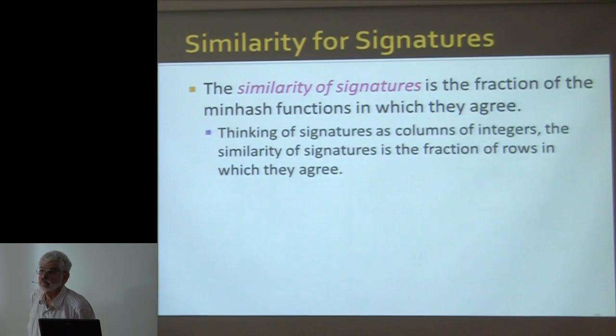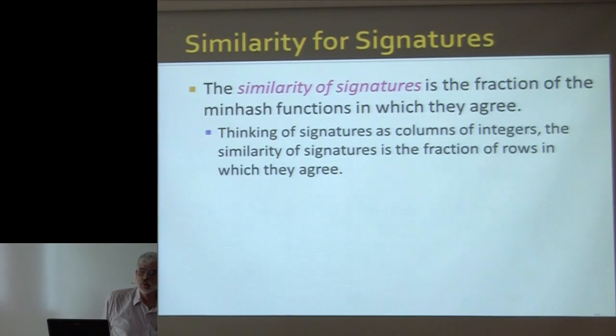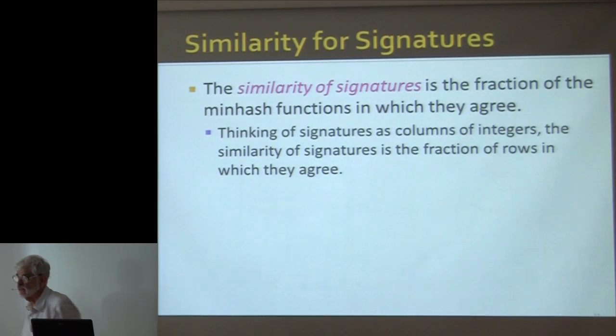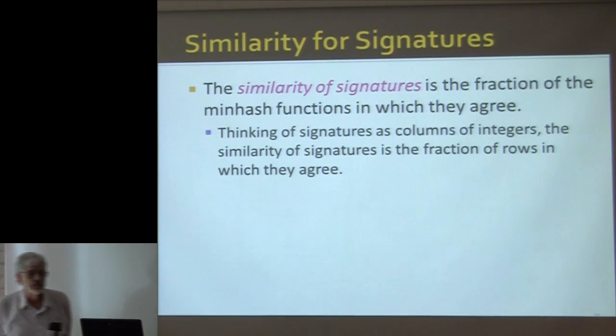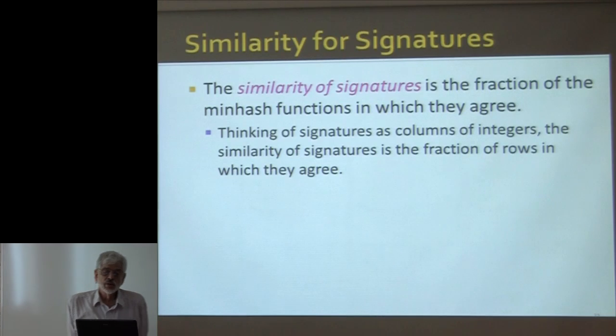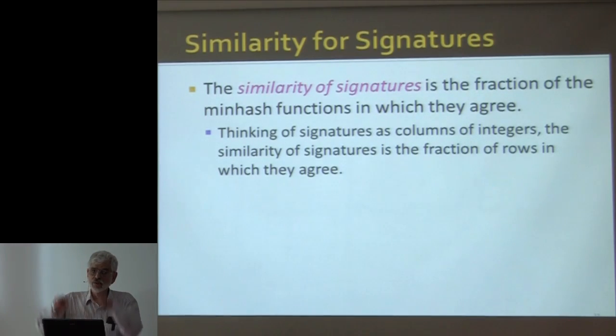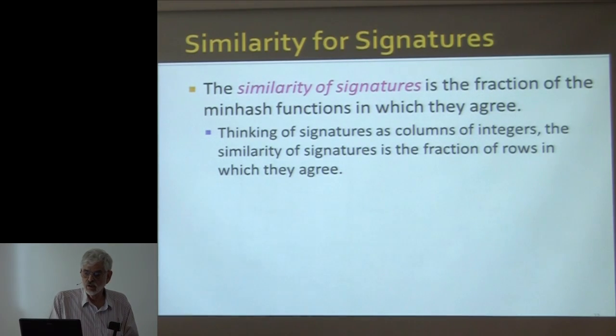Now, first of all, I have to tell you, when we talk about similarity of signatures, here we're not using anything as esoteric as the Jaccard similarity. I really just mean it's the fraction of the min-hash functions in which they agree. You remember the signature as columns, just ask what fraction of the components do they agree in.